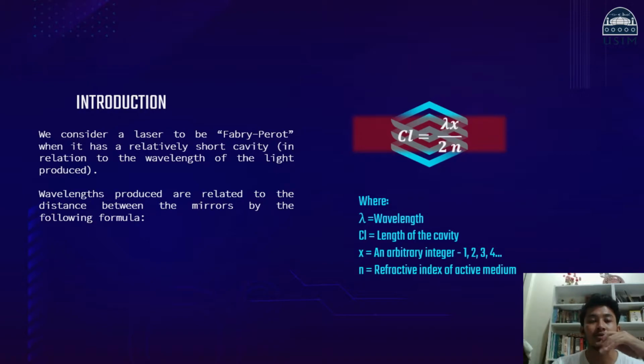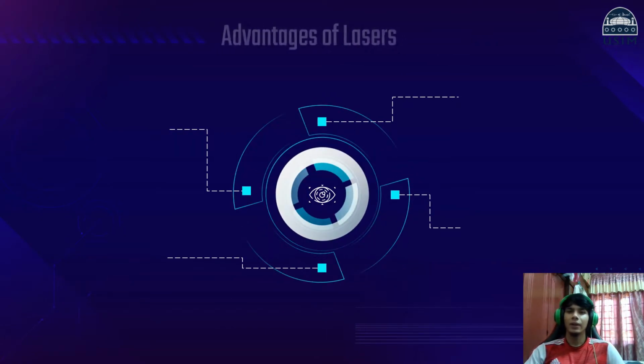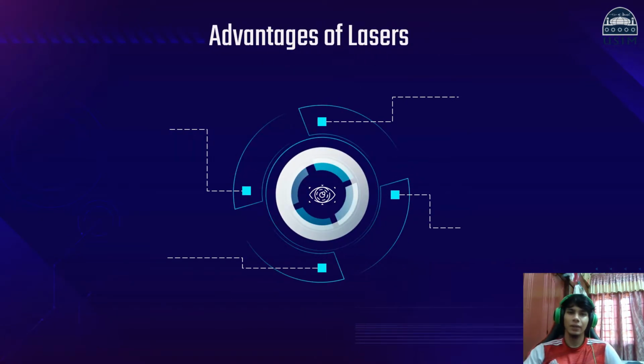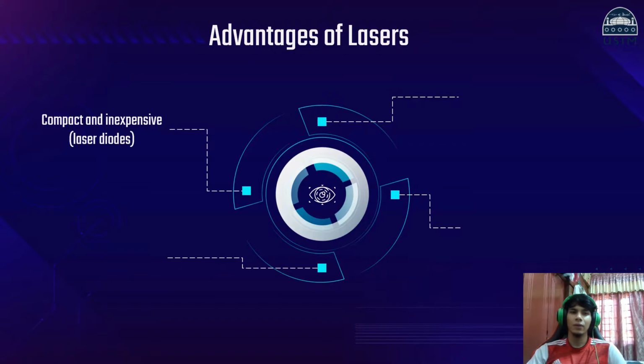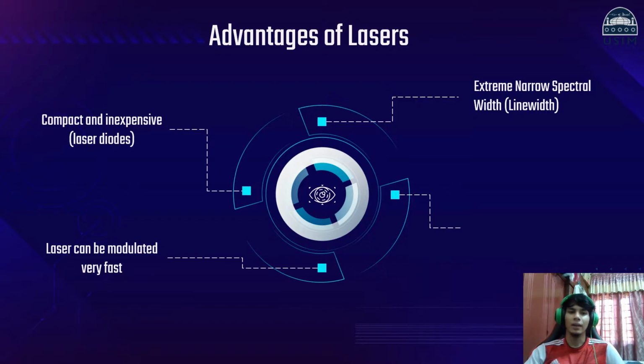So now I will pass to Nuruddin for advantage and disadvantage. Let's take a look for the advantages of the laser. There are 4 advantages of the laser that we got. The first one is compact and inexpensive laser diodes, and the second one is extreme narrow spectral width, line width, and the third one is laser can be modulated very fast, and the last one is source of the coherent light.